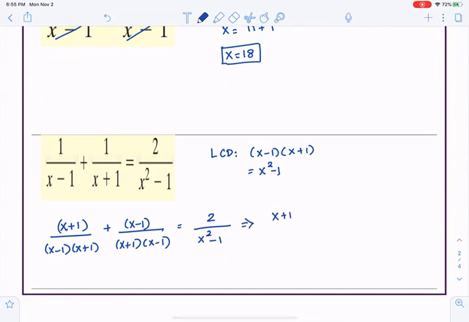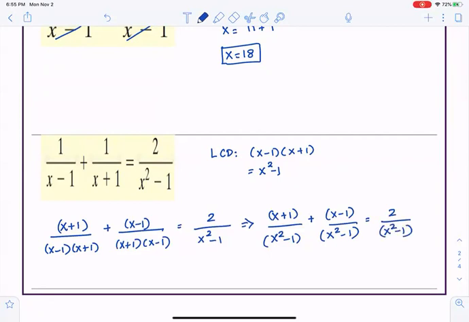So I have x plus 1 over x squared minus 1 plus x minus 1 divided by x squared minus 1 equals 2 divided by x squared minus 1. Since I have a common denominator, I can combine the numerators. So I have x plus 1 plus x minus 1, and that would equal 2 over x squared minus 1.